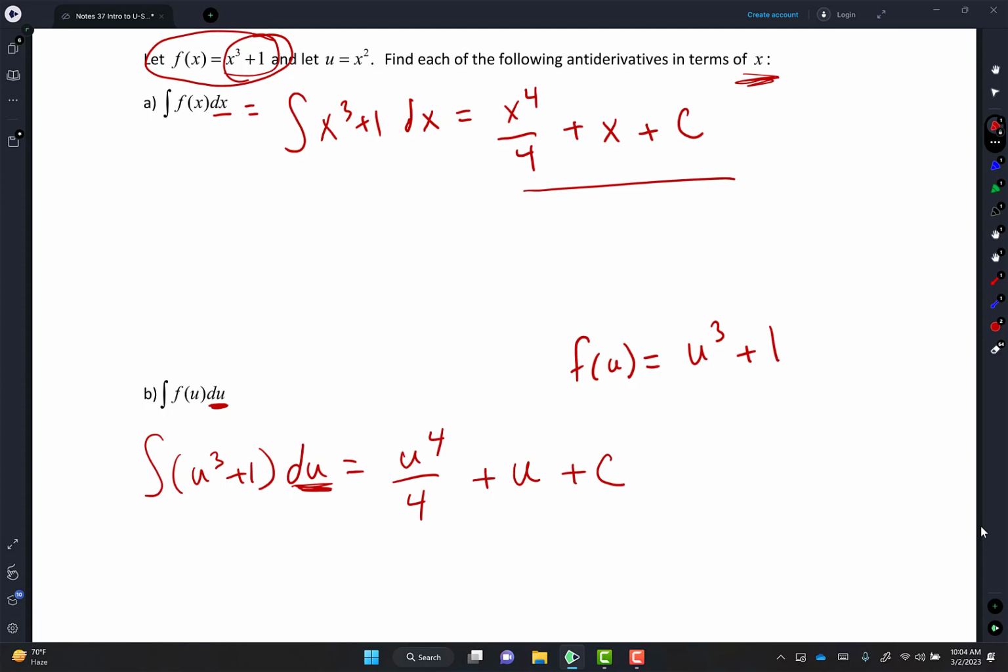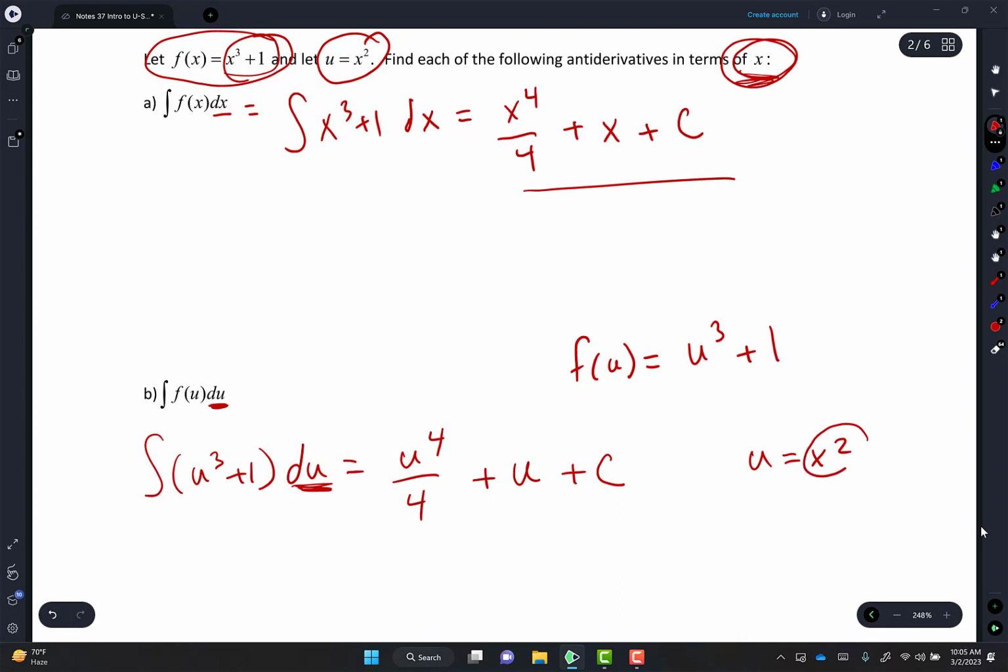It says find each of the following antiderivatives in terms of what letter? X. And they told me that u equals x squared. So I'm going to plug in. Every time I see a u, I'm going to plug in an x squared. So here's what I have: x squared raised to the 4th over 4 plus x squared plus c.